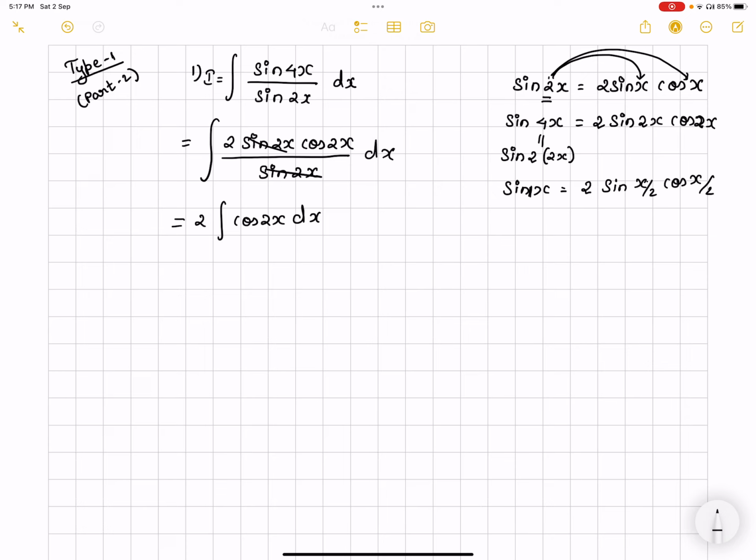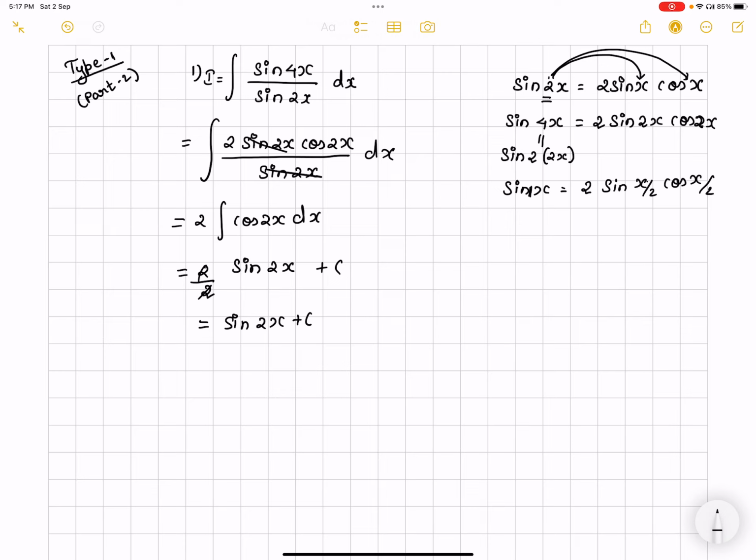So what would be the integration of cos 2x? Obviously, sine 2x I would be getting. But what is the coefficient of x? It is 2. So that's the reason divided by 2 plus c. 2 and 2 gets cancelled and you would be getting sine 2x plus c.